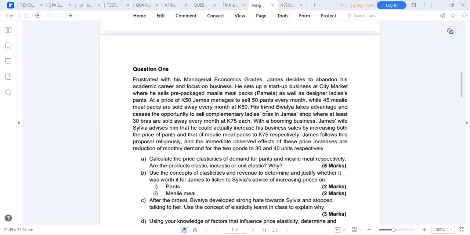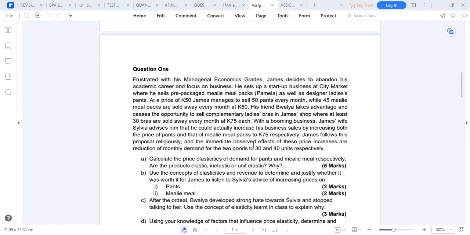So his friend Wally wants to take advantage of the opportunity to bring in the bras, which are complementary goods. He brings only 30 bras, but he's selling them at 75 kwacha because business is booming. So James's wife advises him: your friend who has joined us is making more money, so you increase your price of the bras and the mealie meal. The 50 kwacha and the 60 kwacha respectively, you take them also to 75 kwacha.